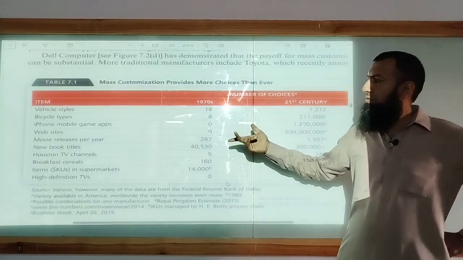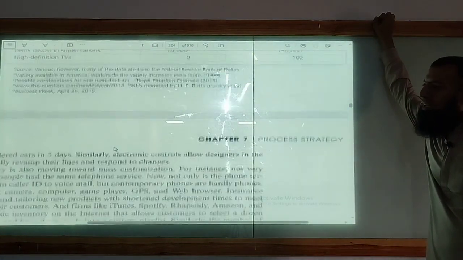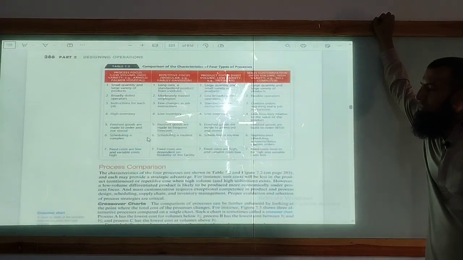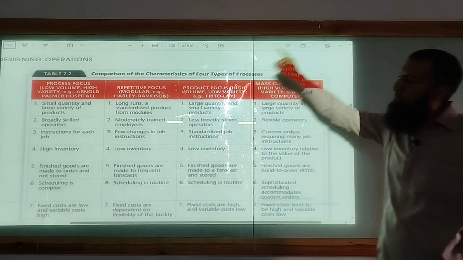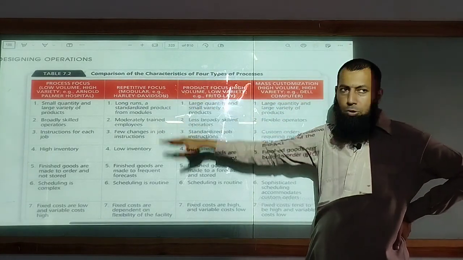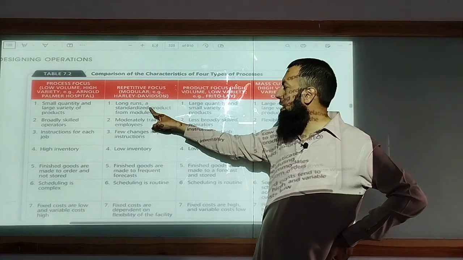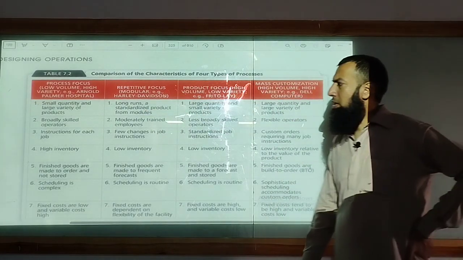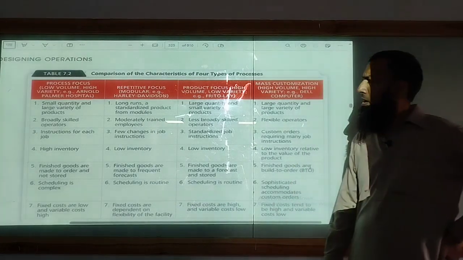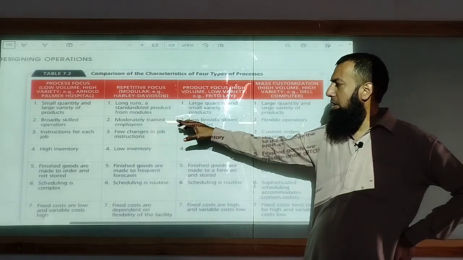This is okay. You see, process focus, attribute wise, small quantity, long runs, large quantity. ठीक है? Broadly skilled operators, moderately trained operators.